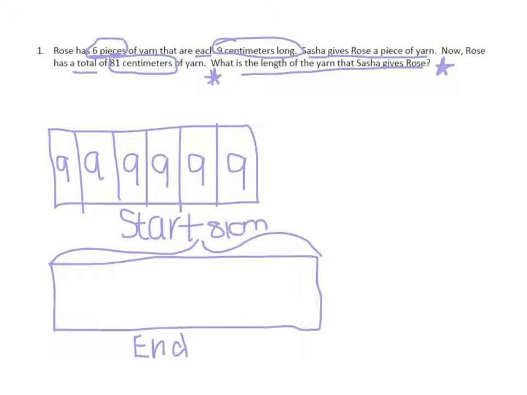They want to know what the length of yarn was that Sasha gave to her. Well, I'm not really sure how much she started with either, but I know that there's some math that I can use to figure that out. So let's look at our first tape diagram. If I have 9 6 times, what math operation am I going to use to solve? Since I have 9 6 times, I'm going to multiply 9 times 6.